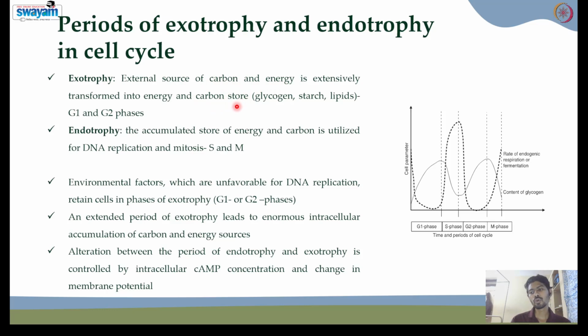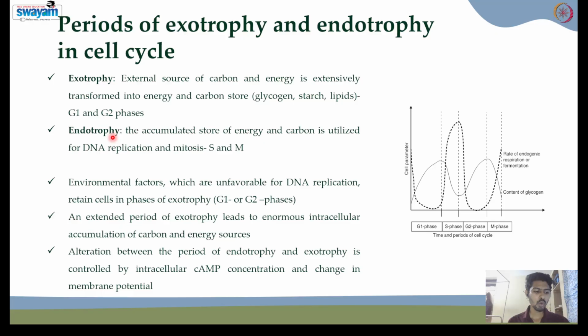What do I mean by it? It will be stored in the form of glycogen, starch or lipids. So what normally happens in exotrophy? The cells consume the external nutrients and store them as energy reserves. This exotrophy event occurs especially in the G1 and G2 phases, where the cells prepare for DNA replication as well as cell division. So this is the stage where carbon or energy reserves are stored.